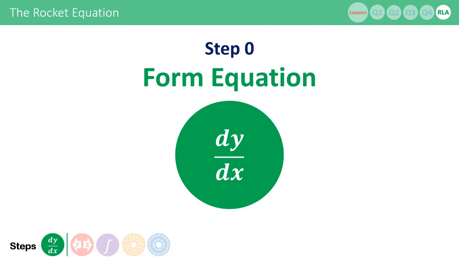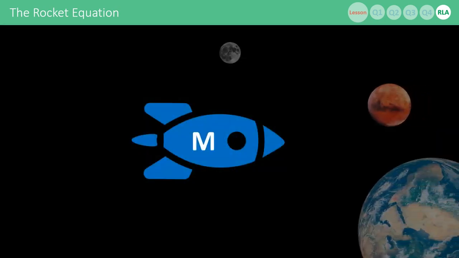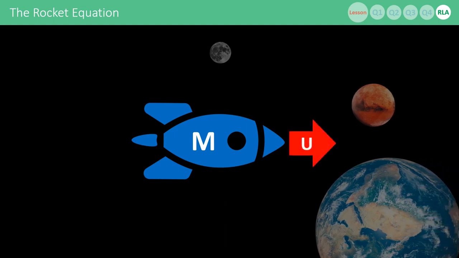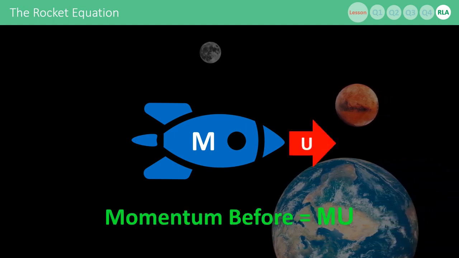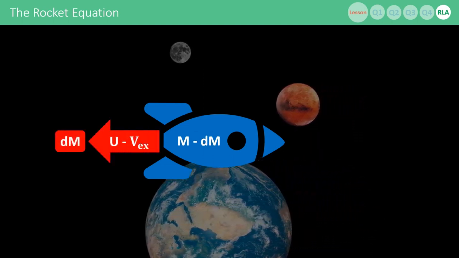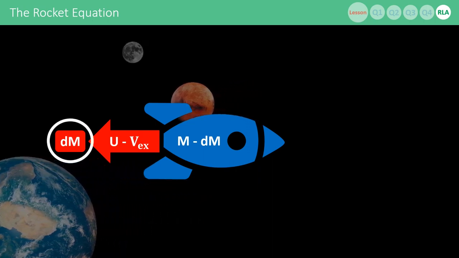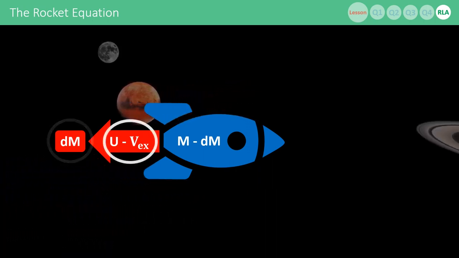First, we form our differential equation. Imagine a rocket moving through space with mass m and velocity u. Its total momentum is simply its mass times its velocity. But imagine that this rocket very briefly turns on its engines. It releases a very small amount of propellant with mass dm. The velocity of that propellant is the ship's velocity minus the exhaust velocity.